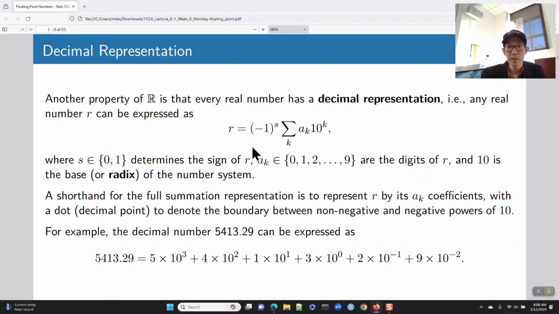And so each of these things is a digit multiplied by a power of 10, right? So 5,413.29 is 5 times 10 to the third, 4 times 10 to the second, 1 times 10 to the 1, 3 times 10 to the 0, so on and so forth. And you guys understand how numbers work, okay?